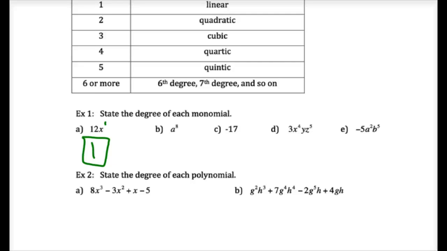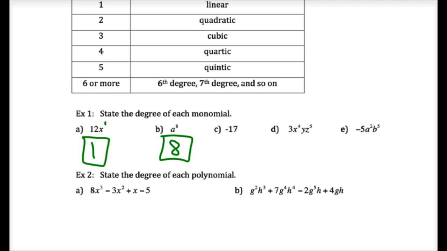Raise your hand when you got it. Nico. 8. Agreed. Good work. Okay, it does get tricky. How about C? Negative 17. What's the degree of that thing?